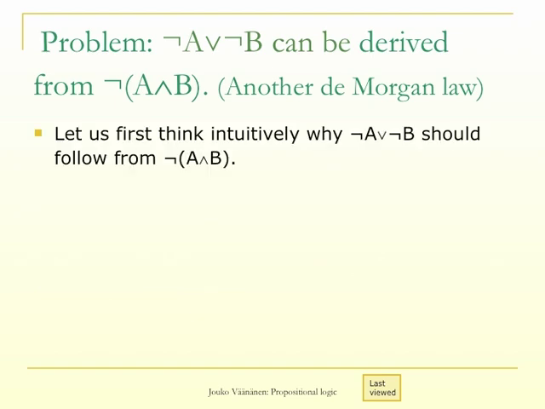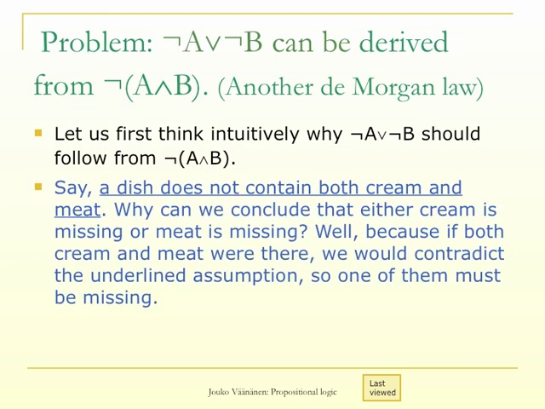Let us first think intuitively why negation A or negation B should follow from negation left parenthesis A and B right parenthesis. Say, a dish does not contain both cream and meat. Why can we conclude that either cream is missing or meat is missing? Well, because if both cream and meat were there, we would contradict the made assumption. So one of cream and meat must be missing. We try to make this formal.